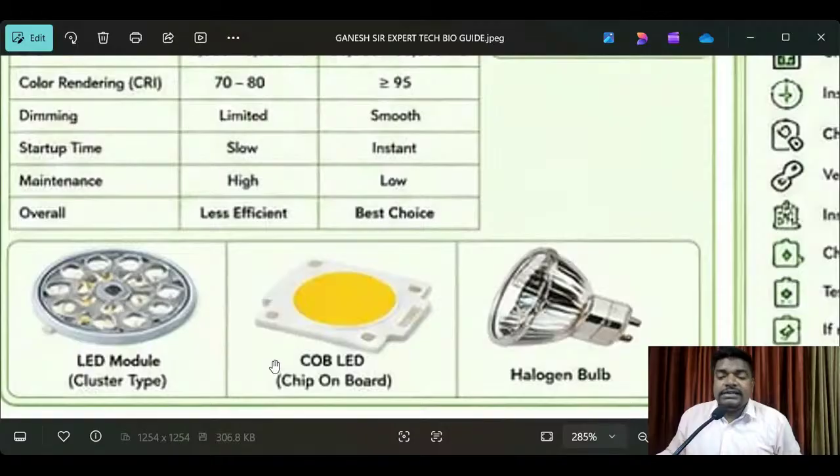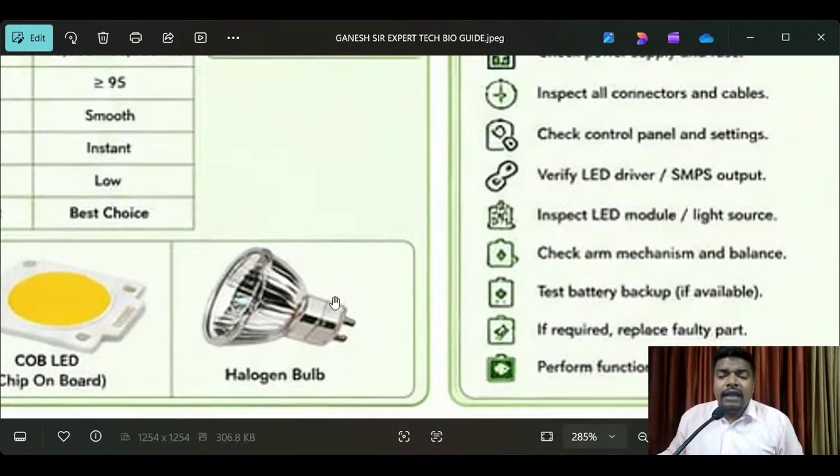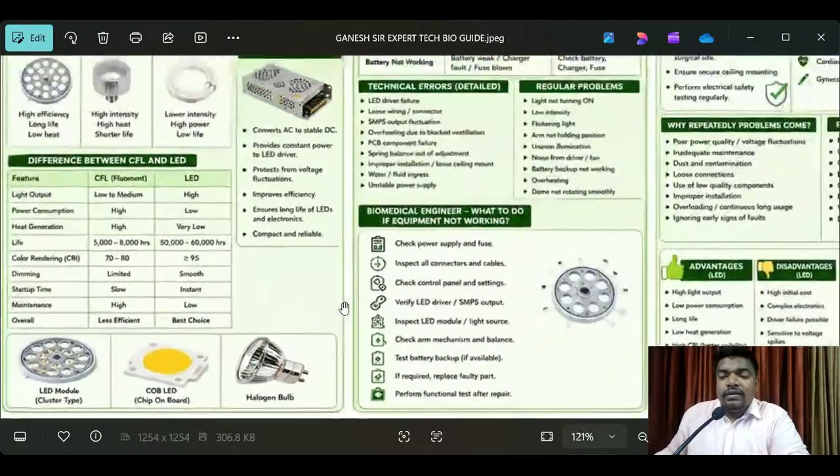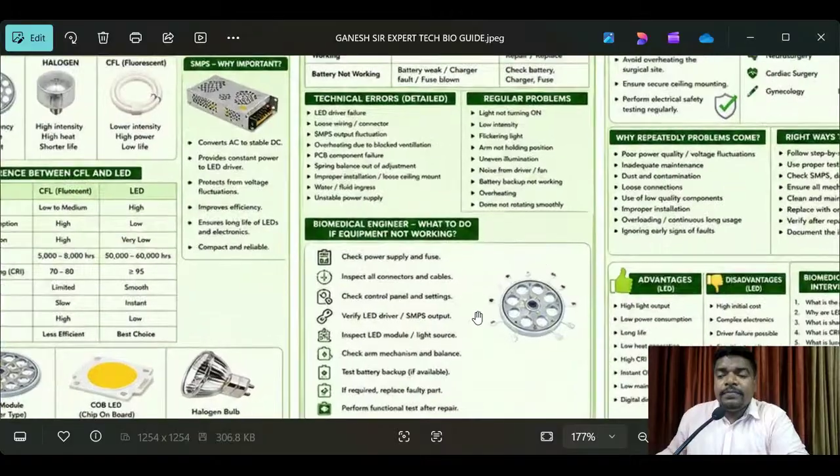And see here, COB LED, chip on board. This type is not used much nowadays because the lifespan is not that long. And halogen bulbs are what we are using these days, and many times problems come and the bulb has to be replaced often. When you compare, this one is less expensive. In the market it is available at a minimum of 400 to 500, otherwise sometimes 1000 also. So these are the types of bulbs I have shown here.